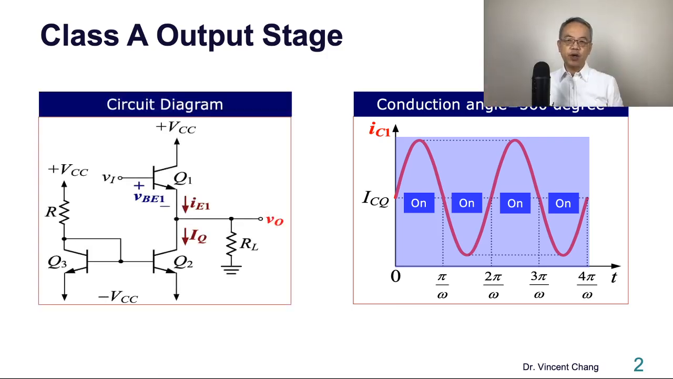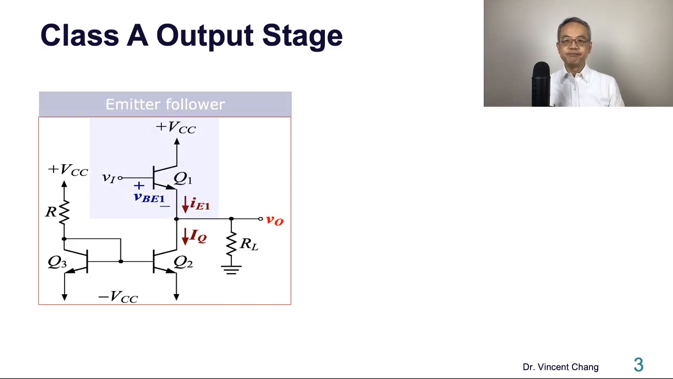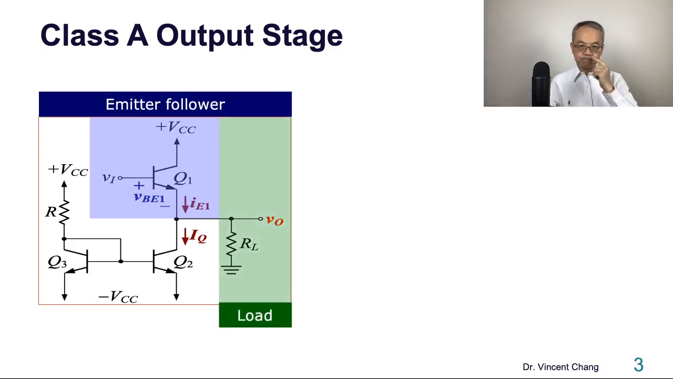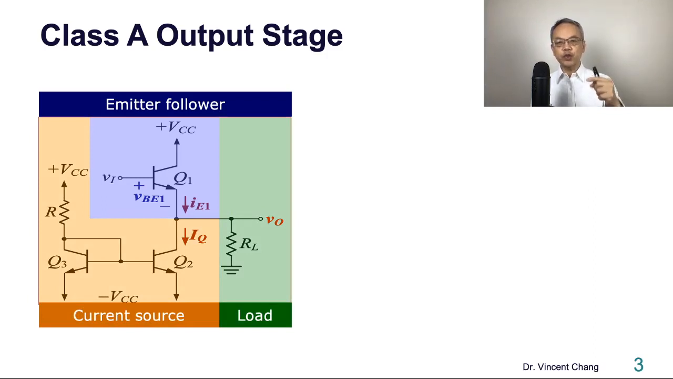The circuit diagram of a Class A output stage is an emitter follower biased by a current mirror. So Q1 serves as an emitter follower, the base input, and the emitter output. The RL is the load. The current source is composed of a pair of transistors, Q3 and Q2.